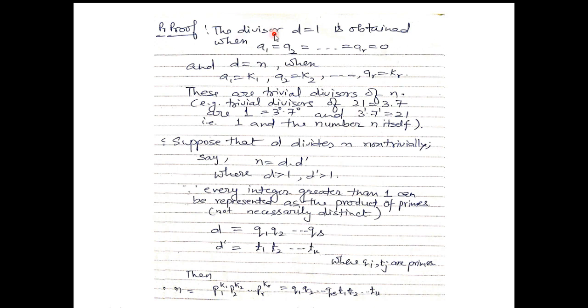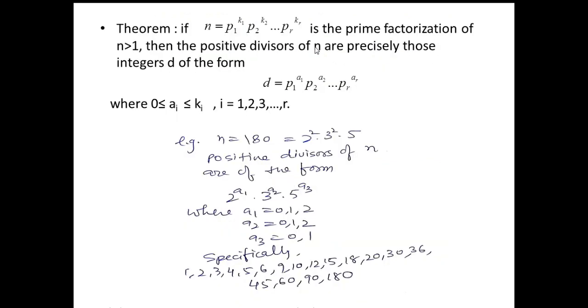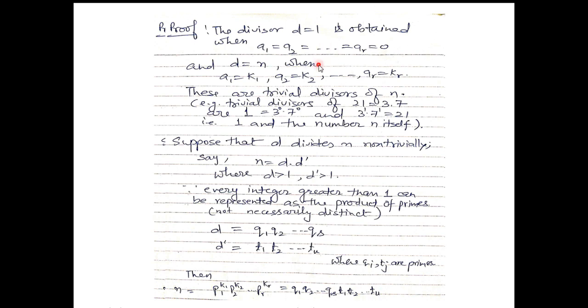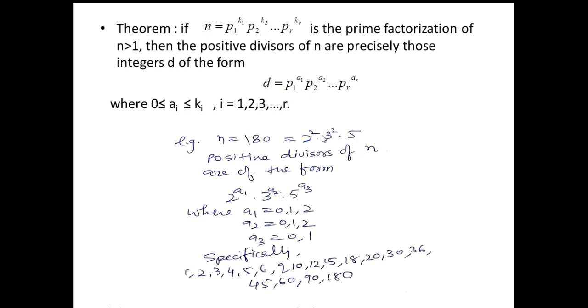First of all, I am taking trivial cases, that is when there are trivial divisors, the number n itself and 1. So first when d is equal to 1. So let us see here, d is equal to 1 is possible when all these ai's are 0. So that thing is given here. And d is equal to n is possible when a1 is equal to k1, a2 is equal to k2 and so on, ar is equal to kr.